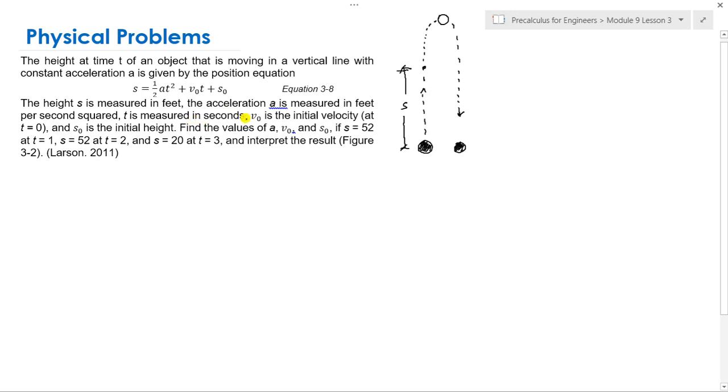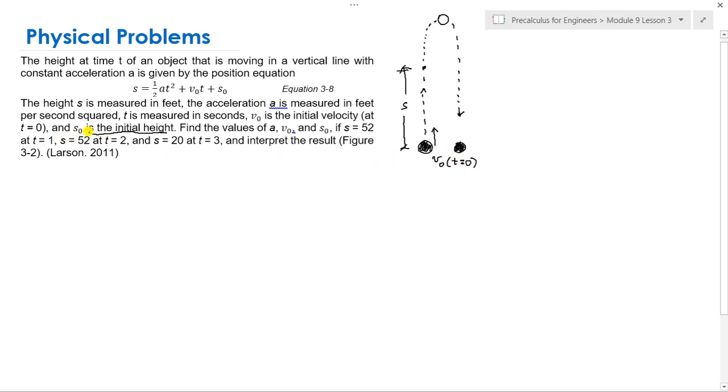Here the acceleration a is measured in feet per second squared, t is measured in seconds, and v naught is the initial velocity. Meaning if you throw, let's say, a stone upward, of course it has what we call initial velocity, that is v naught. Then s naught is the initial height. The v naught is at time equals 0, meaning the very start when you throw it.